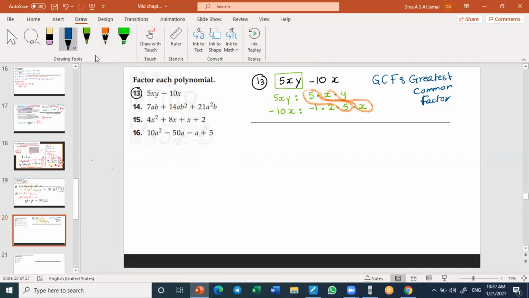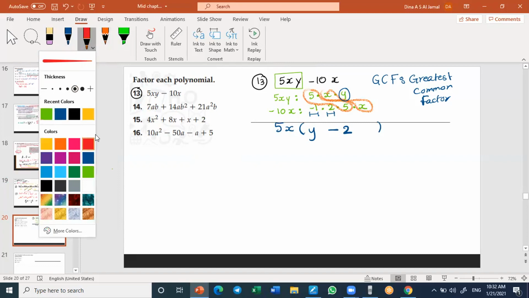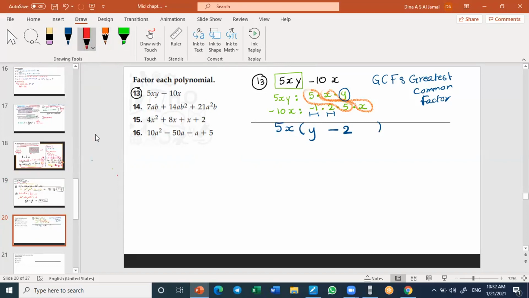So always take your common factor outside, open brackets, and see what's remaining: y. So here the remaining is y, put it as it is. Then what's remaining here? Minus 1 multiplied by 2, multiplied by each other, will be minus 2. Just put it as it is. That's it. This is your solution. Now this is the easy method which is already inside your book. Now let's go to 14.